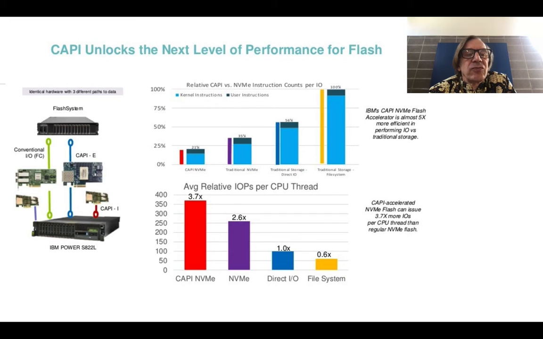And while of course comparisons to file system based I/O are most dramatic, even more direct means of accessing Flash like NVMe can still be outperformed by a CAPI based interface. So in these graphs here, you see that a CAPI interface into NVMe can yield benefits both in terms of the number of CPU instructions that are executed per IOP, as well as the number of IOPS per CPU thread that can be supported.